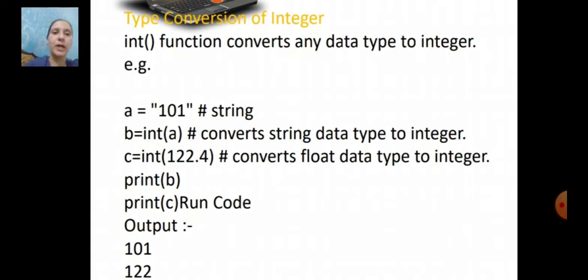So what is type conversion? Type conversion means forcefully converting the value of one variable into another data type. Or we can say that type conversion is the method to convert any data type to another data type. For converting to integer we use the int function.